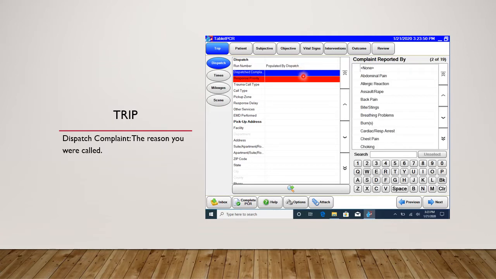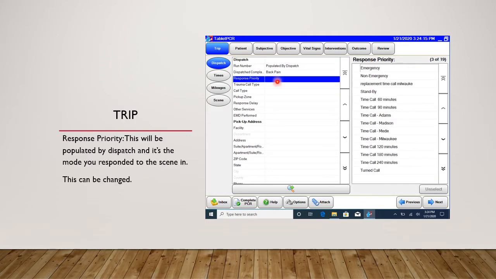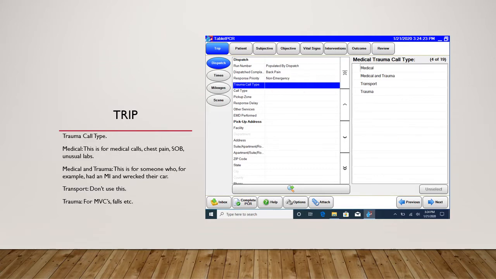Dispatch complaint, the reason why they called us. We'll put back pain for this one. Response priority, this is going to be something that is put in by dispatch. Emergency, non-emergent, standby, they'll put it in themselves. However, it can be changed if need be.